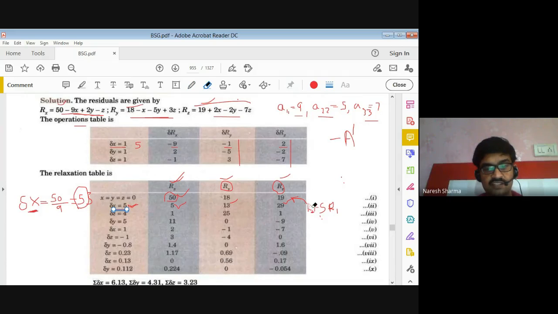So this row operation, if you like, you can write. If you do not like, you don't write, right? So it's your choice.